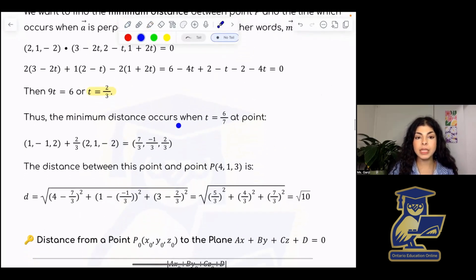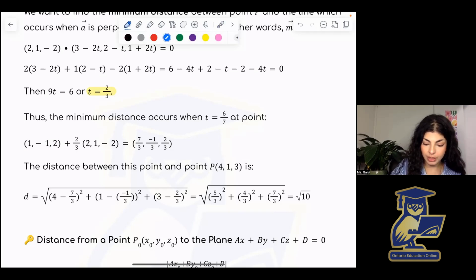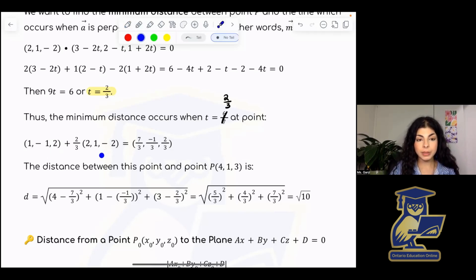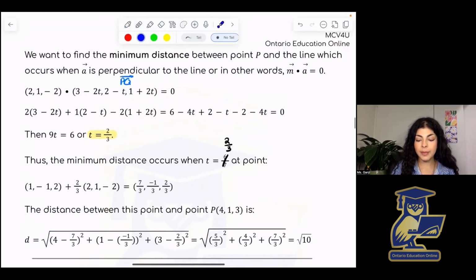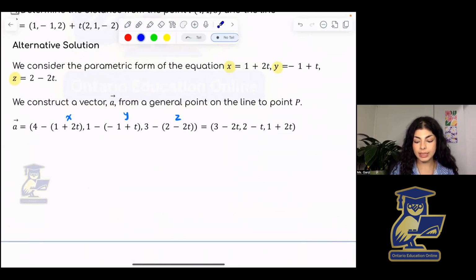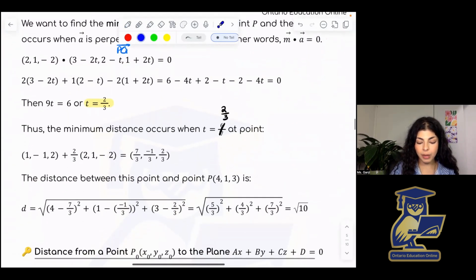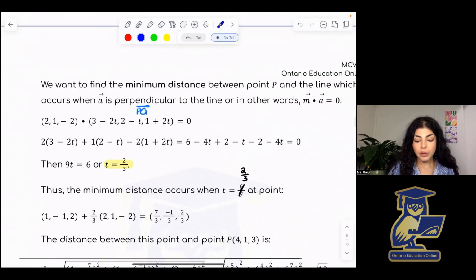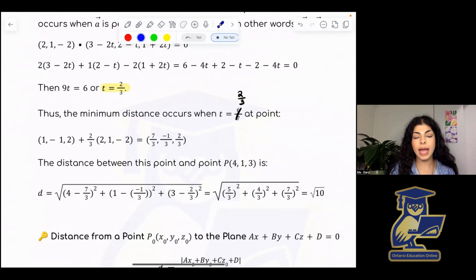So then the minimum distance occurs when t is equal to 6 over 7 at this point. So now all I'm doing is substituting back this value of, oh, sorry, this should be a typo. This should be 2 over 3. So then substituting t is equal to 2 over 3, not into this coordinate, I use the equation of the line because I want to find the point there. So then this will give me 0.7 over 3, negative 1 over 3, and 2 over 3.